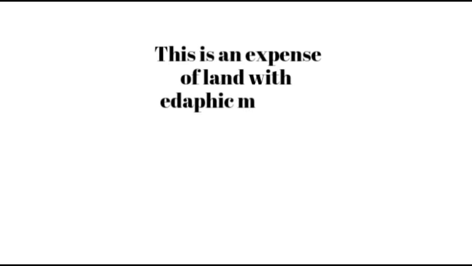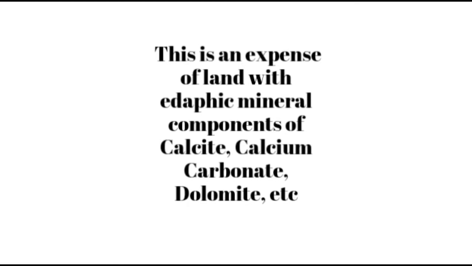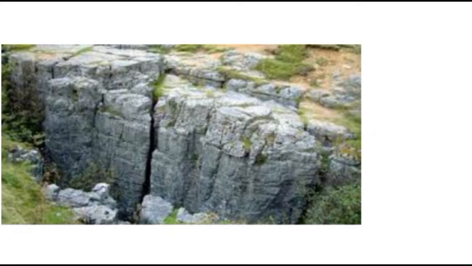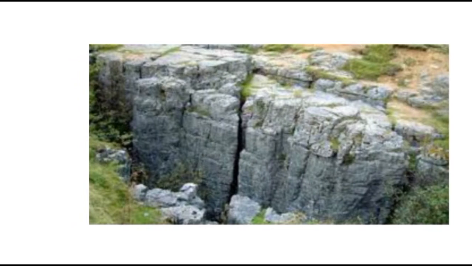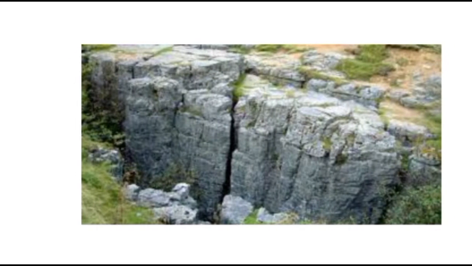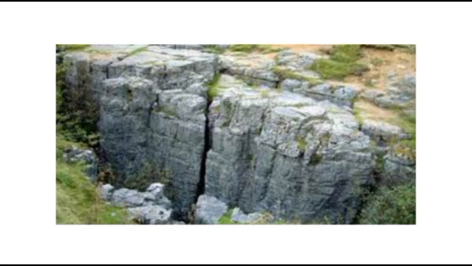A karst topography or karst region is used to describe an expanse of land or a scenery that has its lithosphere or its topography made up of calcite, limestone, or calcium carbonate. This makes the whole of that topography bleak and barren due to absence of surface water.